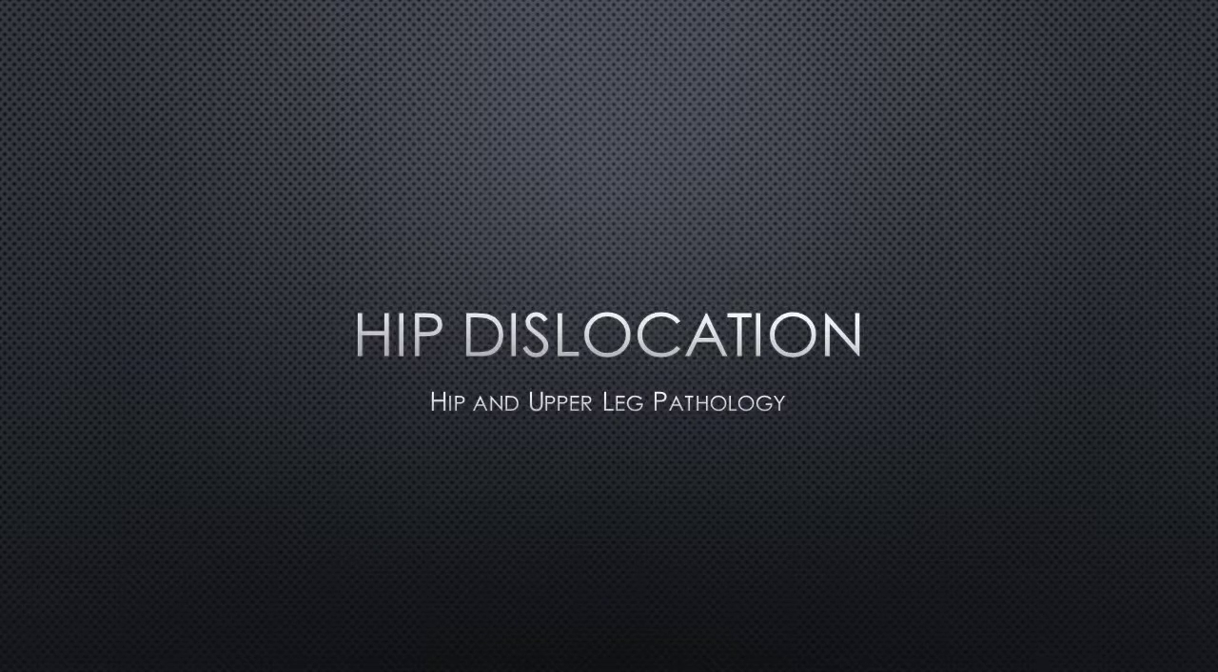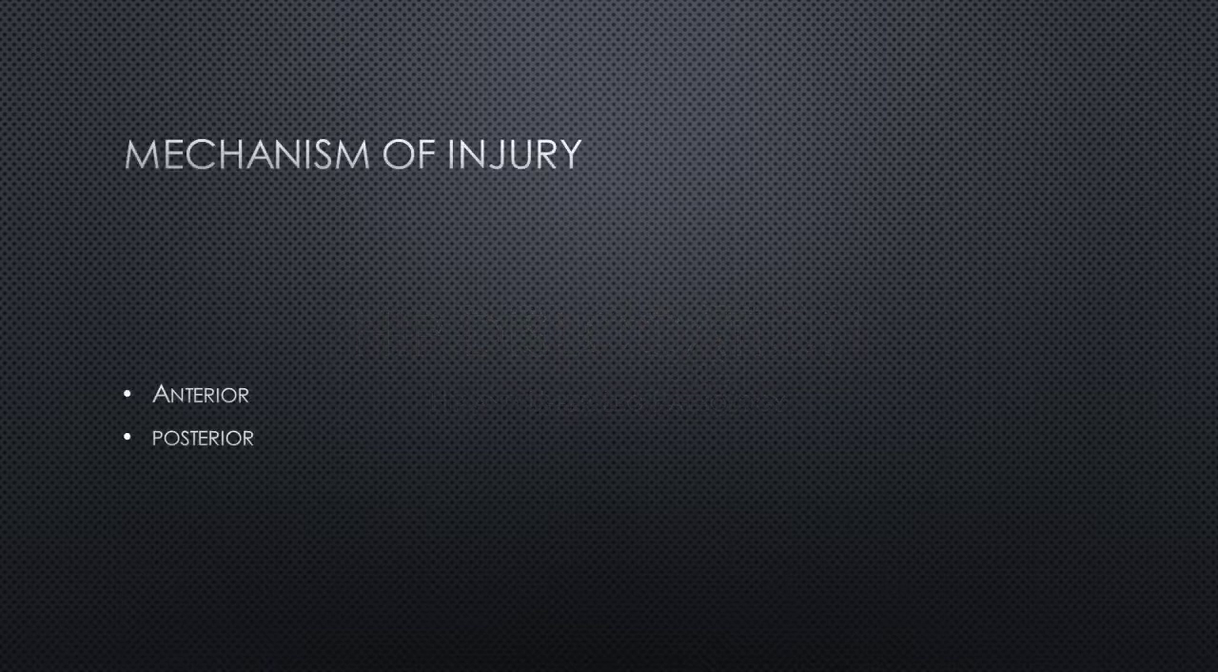Hip dislocations are not common injuries you will see in athletics, but when they occur, they can occur both anteriorly and posteriorly. Anterior hip dislocations are approximately 8 to 15% of all hip dislocations, the mechanism of injury being a blow to the posterior lateral aspect of the hip.